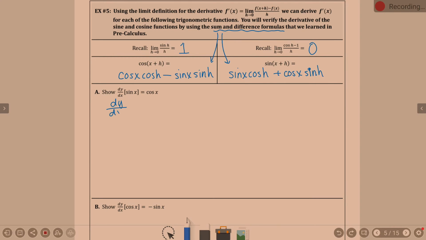So, derivative of sine x. My goal is to show that it's cosine. Well, other than memorizing the derivative, how can we find the derivative of sine? We can use the definition of derivative. The definition says the limit as h approaches 0 of sine of x plus h minus sine of x, all divided by h.